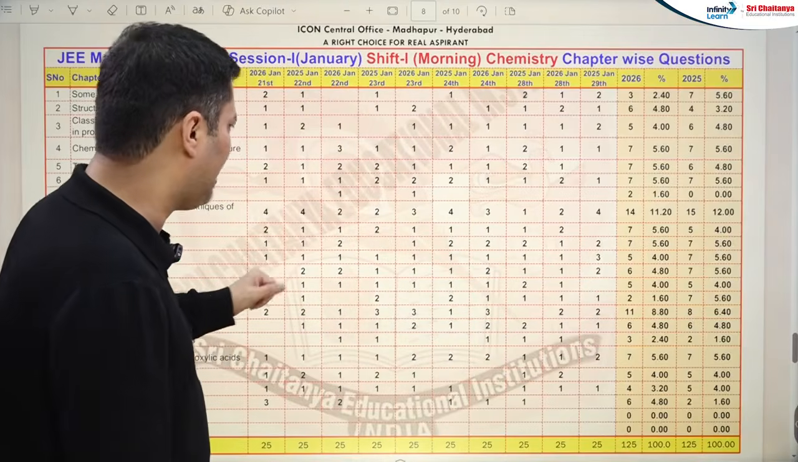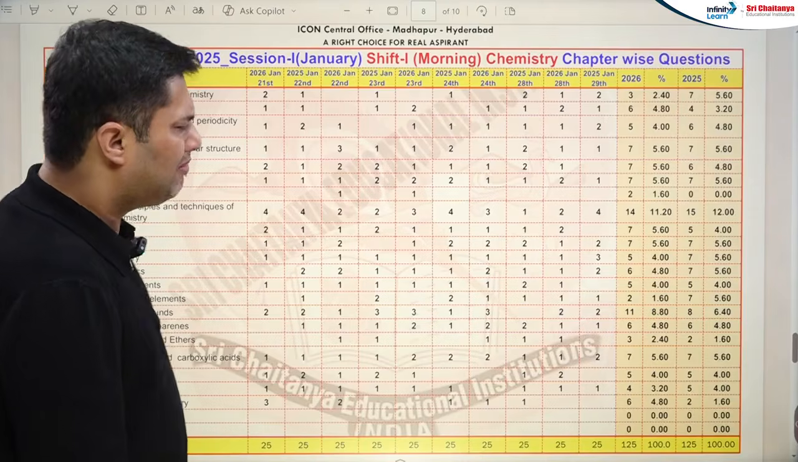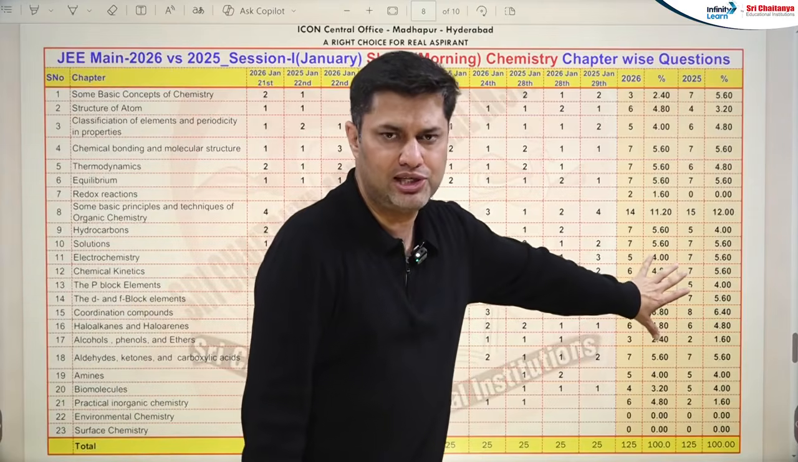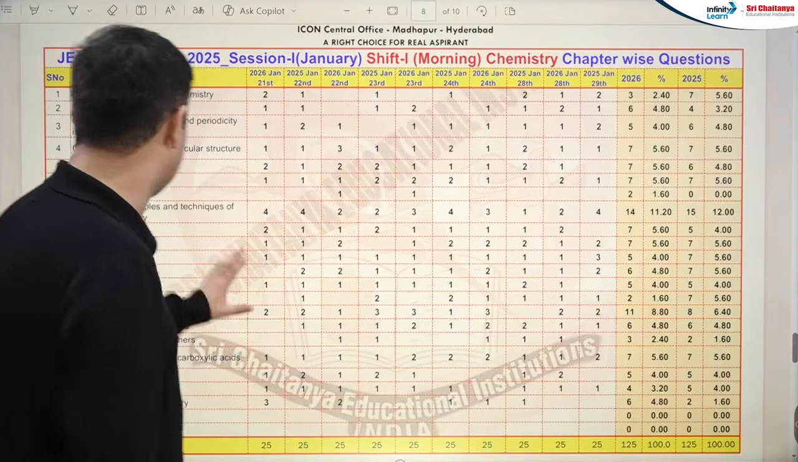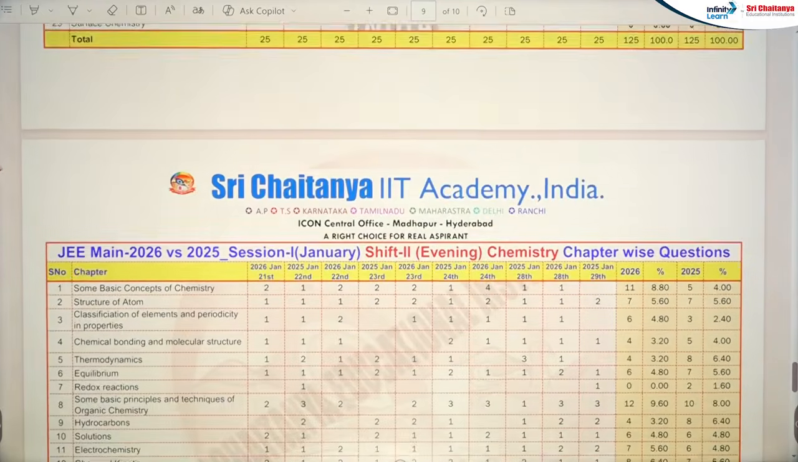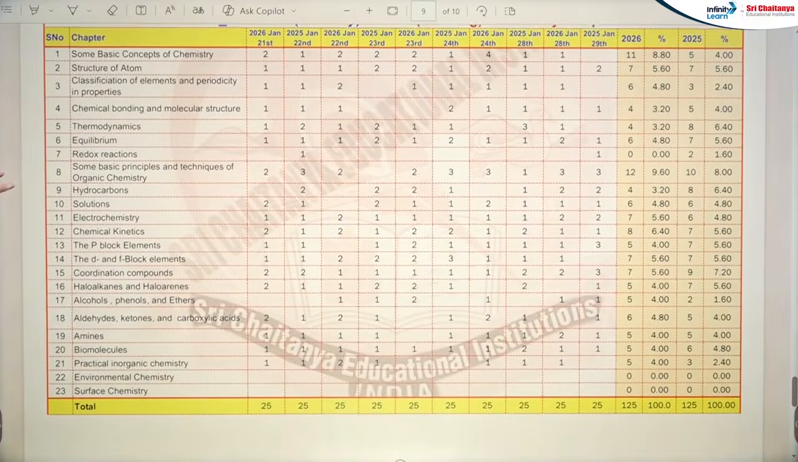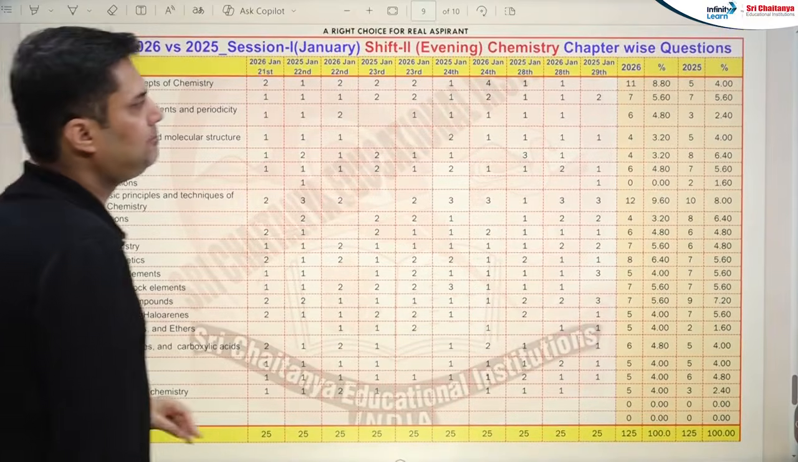The remaining chapters slightly have low change, for example, solutions have only 5 questions, electrochemistry 6, but slightly change, not very high change. The high change I have already told you. So this is about shift 1 of both the years. And now let's come to the evening shift of both the years. Let's see the remarkable changes, if any, whether it's decrement or increment.